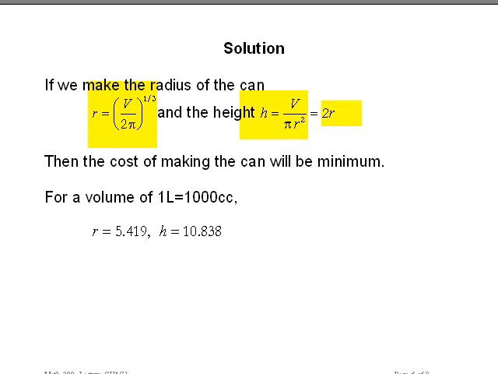So if we want to go back to the original problem and find the dimensions for a 1 liter can, remember you've got to change liters into some kind of linear dimensions. So a liter is 1,000 cubic centimeters. So now our results will be in centimeters. Notice how we're taking the cube root of volume, so the cube root of cubic centimeters is centimeters. So the radius would be about 5.419 centimeters. The height would be twice that.